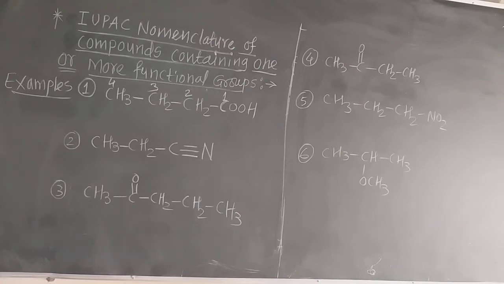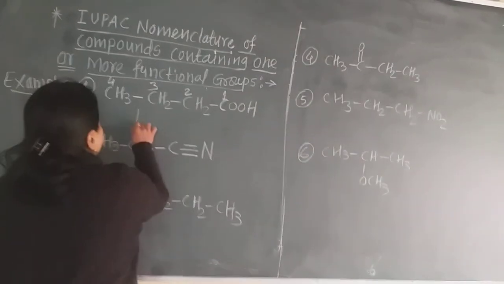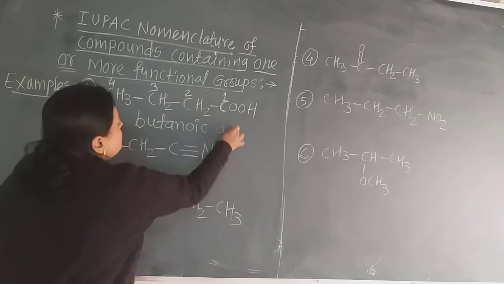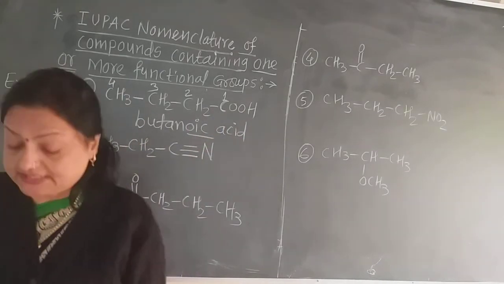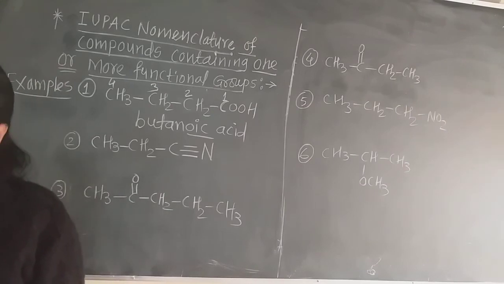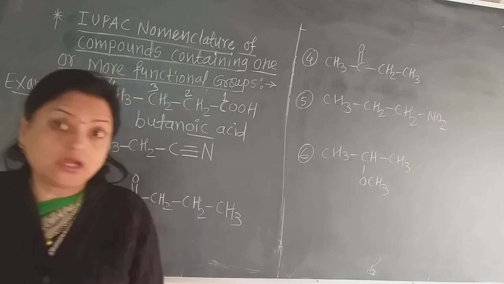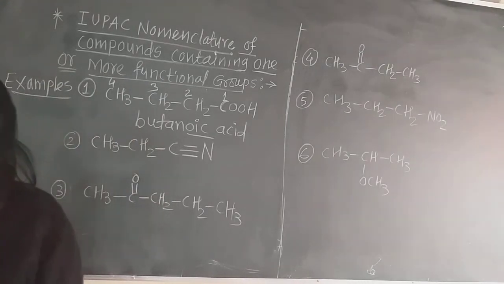There are 4 carbon atoms. Now the name of this acid is butanoic acid. So it is butanoic acid, because the suffix oic is used here. This is butanoic acid. But if the COOH group is in between, then we must give the number for that carbon atom which has the COOH group on it.